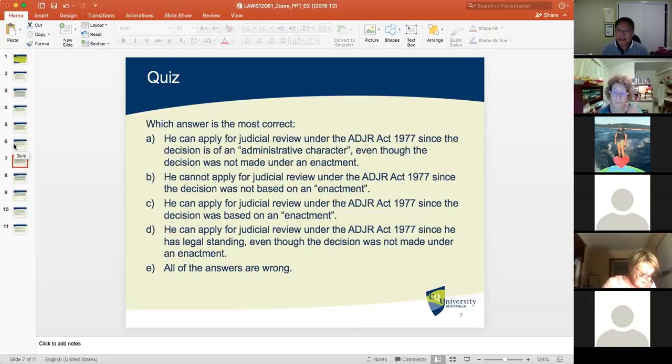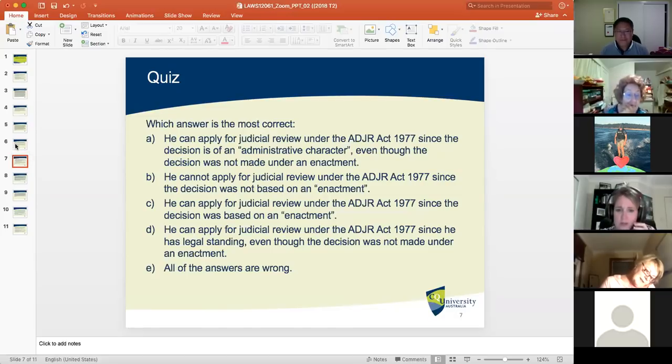Can somebody pick up the mic? Yeah, I'll have a go. Sarah Rogers here. I put down B. He cannot apply for judicial review since the decision was not based on an enactment, because I felt that it was made under the general law. So it's made under a contract. Even though there is an enactment, the decision was made under the general law, i.e. the contract, and not the enactment. And there is a case. I can't remember the case, so I do apologise. I think it's Griffith University or another case that says this, that it's under the general law and not under that. Fantastic, Sarah.